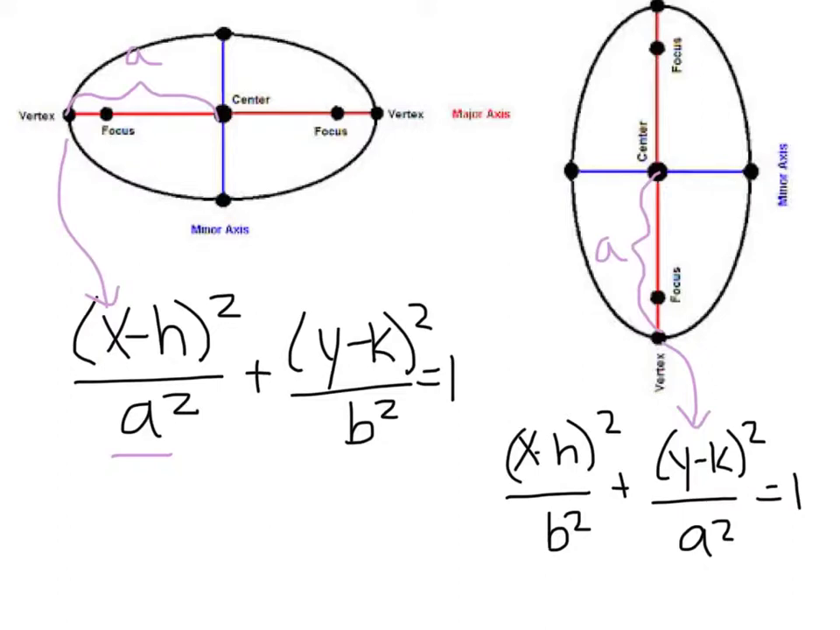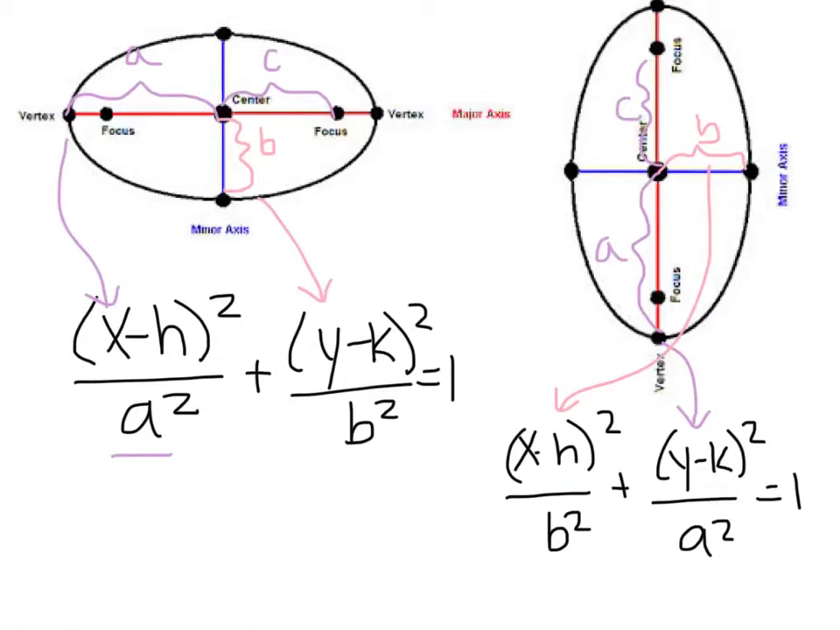Then b is going to be the distance from your center to your co-vertex, and that's going to be vertical here or horizontal here. And then we also have c, and that would be your distance from the center to a focus. It's the same on either one of these.